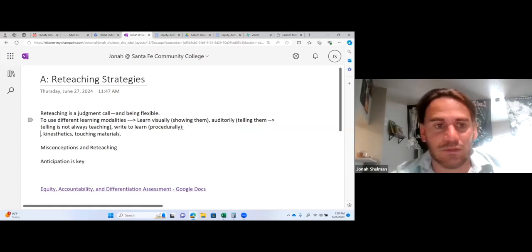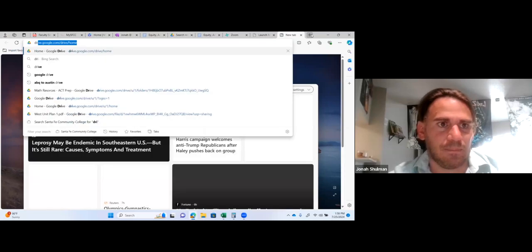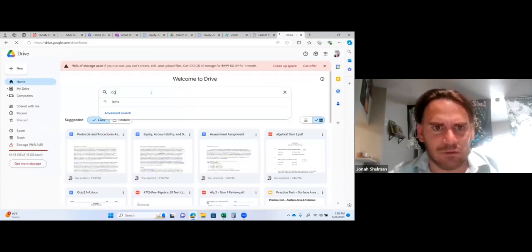A good way to think about this is what are things I've done with writing? I've given them the notes and had them write the steps. A really good one for this is my log one. I know logs are scary, but I think it's a good example.